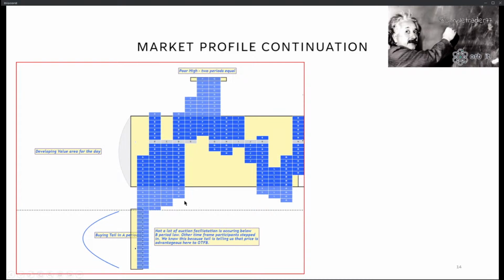Okay, so let's say if this A period and A period were only here, that doesn't show necessarily aggression or eagerness to buy. It just tells you the auction was completed and not really aggressive participants were there, but the business was done there. Okay, when you see something like what you're seeing here, this is pretty aggressive. There's other time frame participants coming in and they're eager to buy at that level. Okay, this is the developing area for the day when you look at it, right?